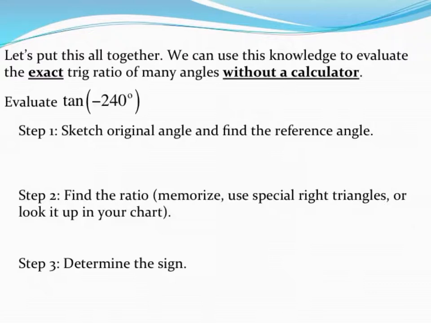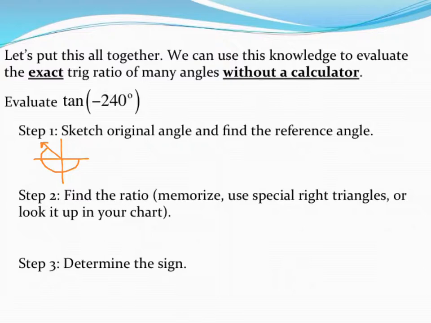So step one is I'm going to need a sketch of this original angle, and I'm going to need to find its reference angle. That was one of the previous videos we took a look at. So let's make a sketch to figure out what quadrant this angle ends up in. Now it's a negative, so I'm going to rotate clockwise. I need to go a little bit past 180 because that's where I'm at. So I'm somewhere in quadrant 2 for this angle. That's going to be important later on.